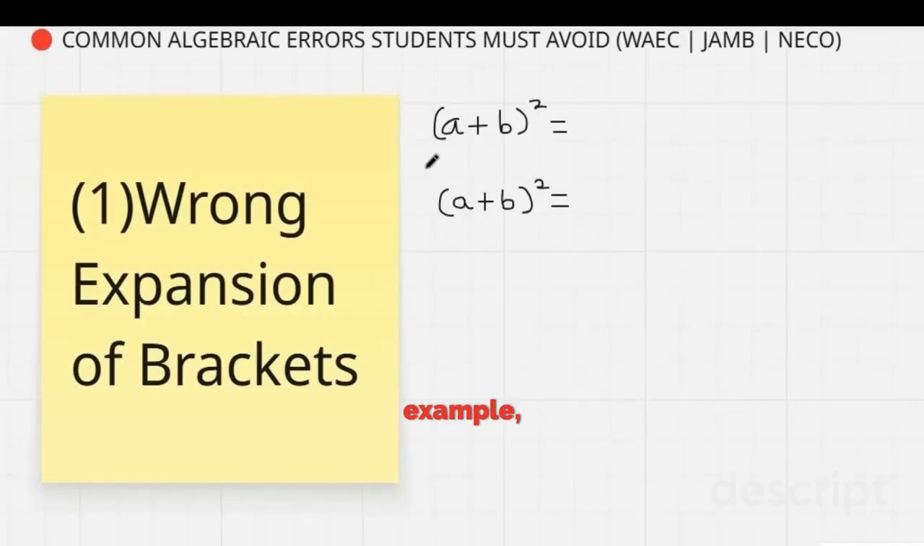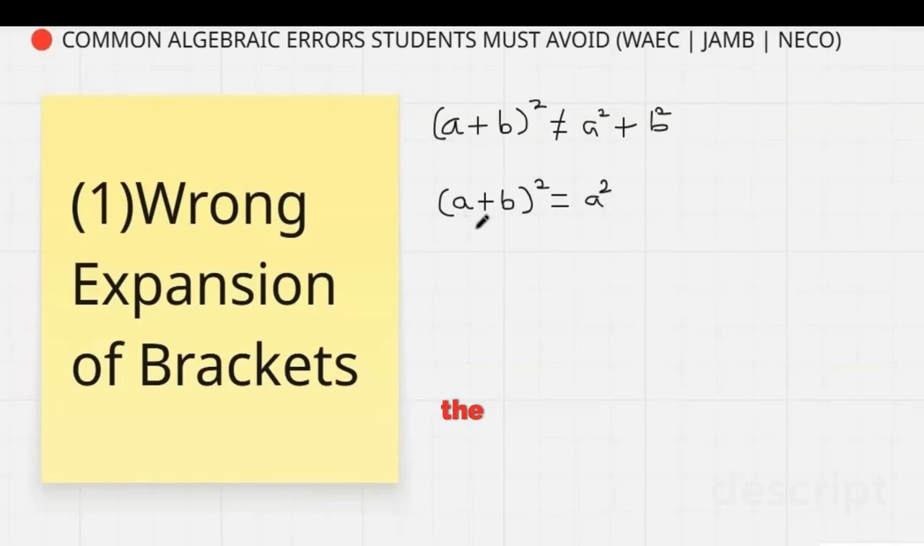Let's say, for example, we're given open bracket a plus b raised to power 2. Most students usually forget the middle term. So when they want to expand this kind of expression, they square the a term and also square the b term. So they will have a squared plus b squared. This is wrong. Rather, if you want to expand this, you square the first term, which is a squared.